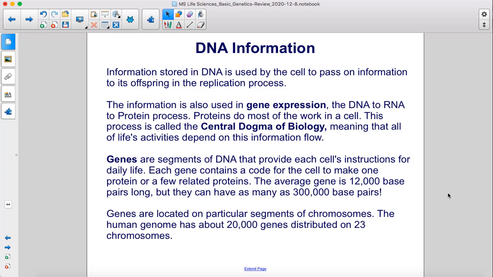The average gene is 12,000 base pairs long, but they can have as many as 300,000 base pairs. Genes are located on particular segments of chromosomes. The human genome has about 20,000 genes distributed on 23 chromosomes.